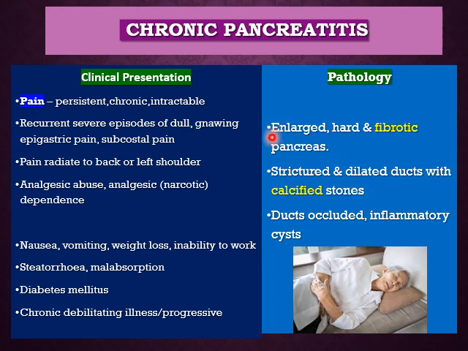The gland becomes enlarged, hard, and fibrotic. There are multiple strictures of the pancreatic ducts with dilatation and stricture of ducts with calcified stones within, which are clearly seen on X-rays. And these pancreatic ducts and ductules become occluded, and sometimes multiple inflammatory cysts are noted.